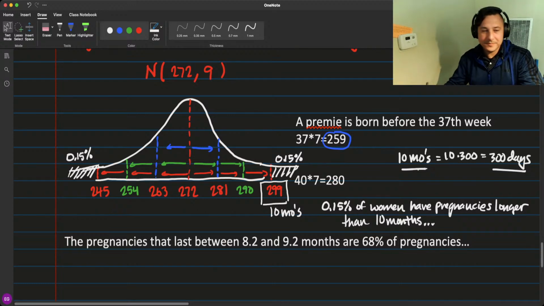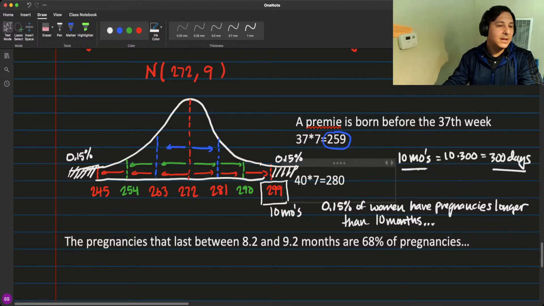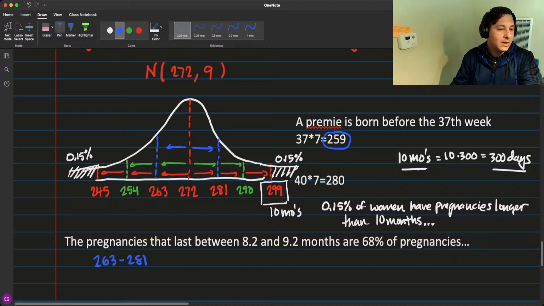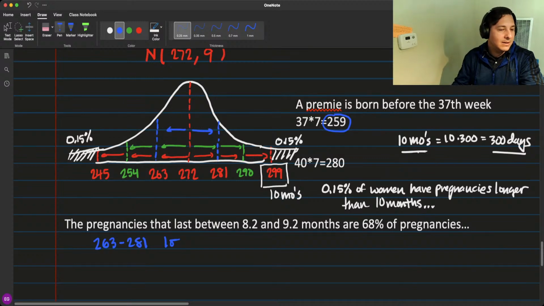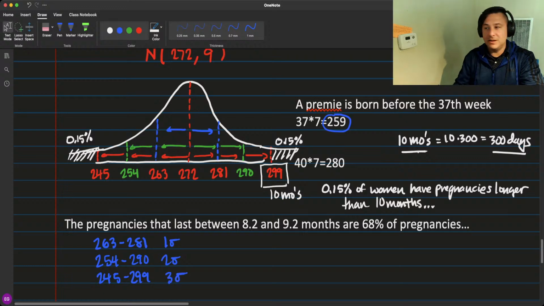Okay. So we can figure out all sorts of stuff here. We can figure out the percentage of pregnancies between 263 and 281, because that's 1 standard deviation. We can figure out the percentage of pregnancies between 254 days and 290 days, because that's 2 standard deviations. We can figure out the percentage of pregnancies between 245 and 299 days, because that's 3 standard deviations.